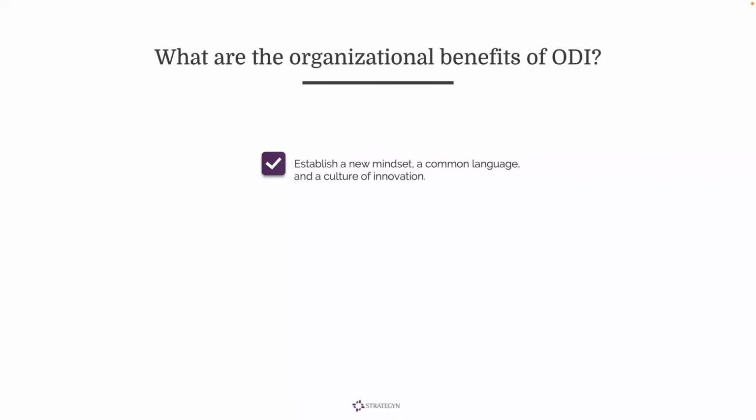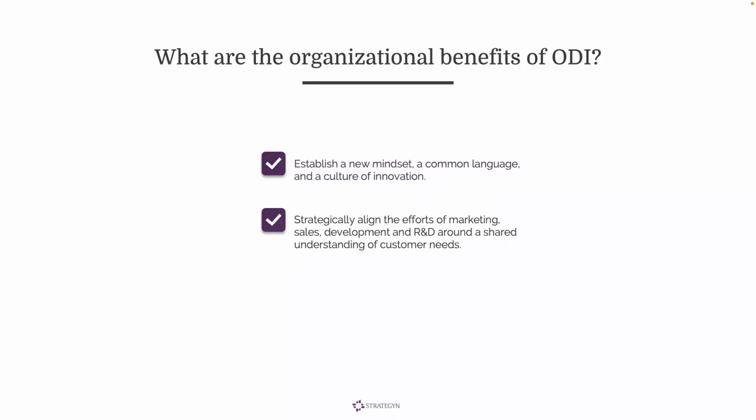The truth is, most companies, people don't agree on what a market is. They don't agree on how to segment the market. They don't agree on what a need even is. And this is why companies struggle to win at innovation. So with this different perspective, it changes everything. First off, you've got a new mindset, a common language for innovation, and a culture of innovation. You can strategically align the efforts of all these teams around a common understanding of unmet needs. And this is what I think is truly transformational.